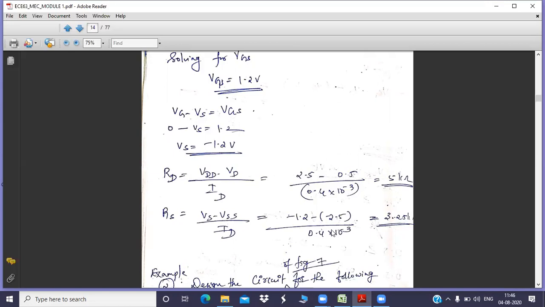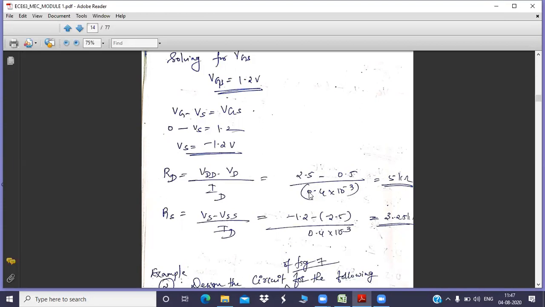Please make sure that you convert the current into ampere. The given current will be in milliamps, and you need to convert that into ampere by multiplying with 10 to the power minus 3. Or else you can neglect this 10 to the power minus 3, no need to substitute, but you have to note that whatever answer you get from the calculator will be in kilo ohm. Otherwise it will be in ohm.